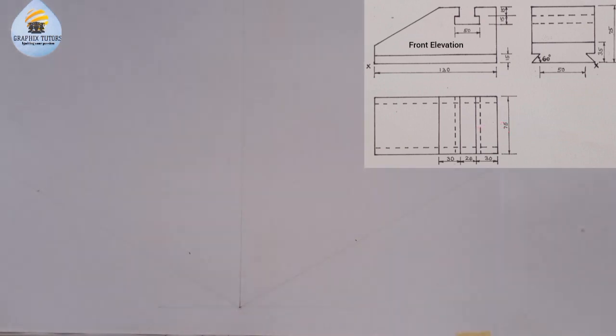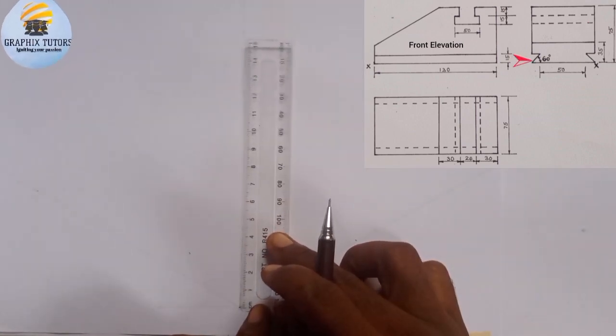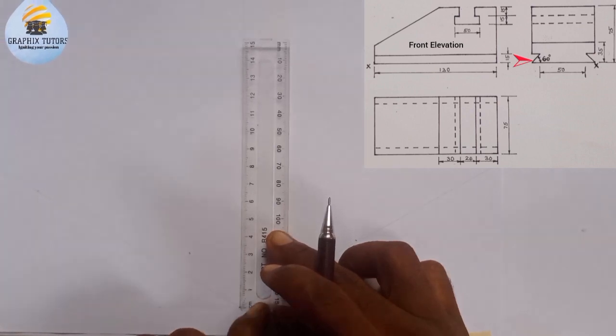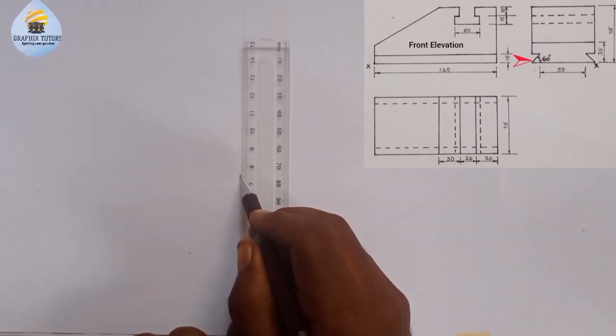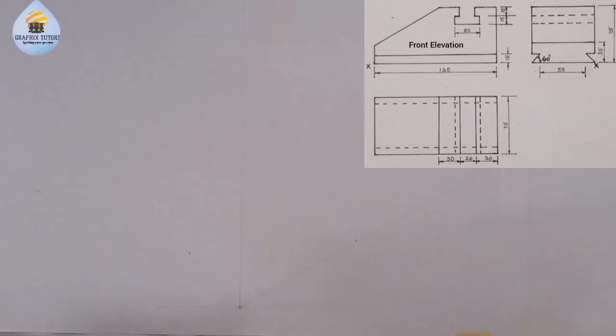Then the next thing is the height. The entire height is also given from here to here, which is also what? 75. So I'm going to measure 75 as my entire height. This is 75 here. You can see that? Now we've successfully drawn out the points.